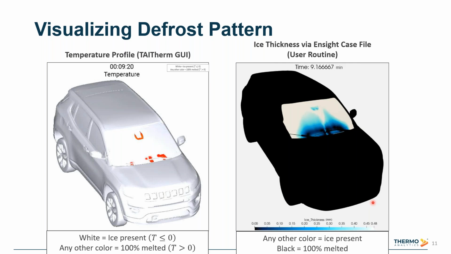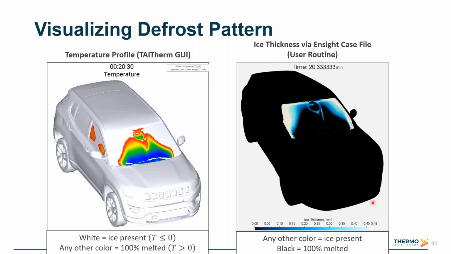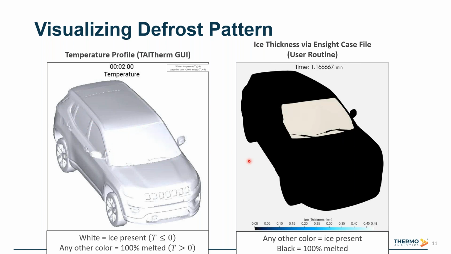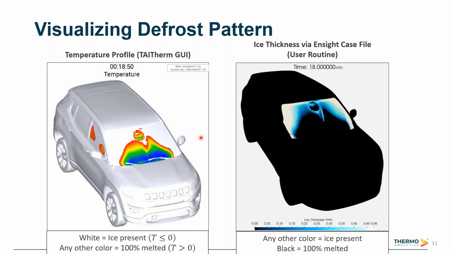So on this slide, we're looking at the defrost patterns coming from the three-tool coupling simulations. And there are a couple of ways we can visualize the defrost pattern from TAITherm, and that's what we see here. One way on the left, another way on the right. The first way, on the left, is to just look at the temperature distribution in the TAITherm GUI. And this is the animation we have here on the left.